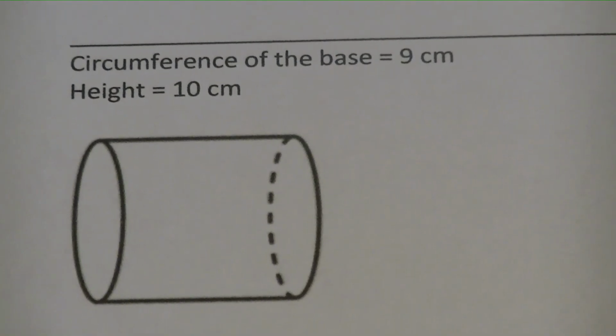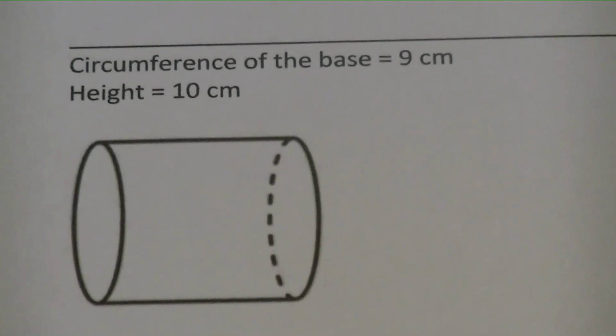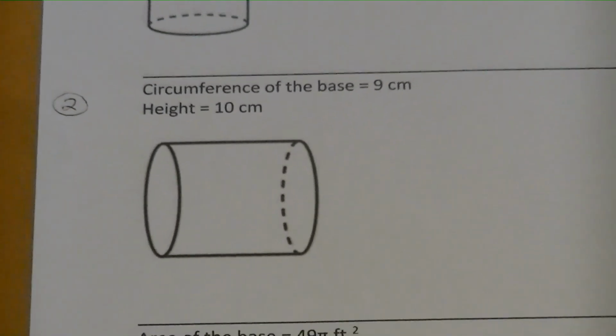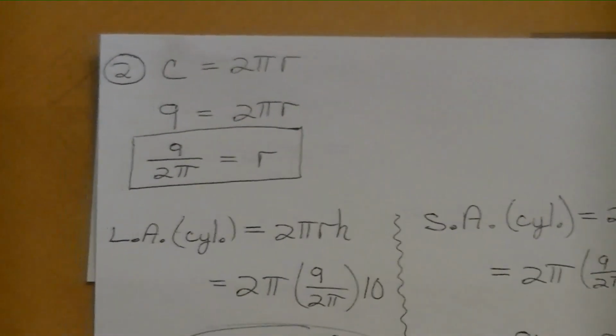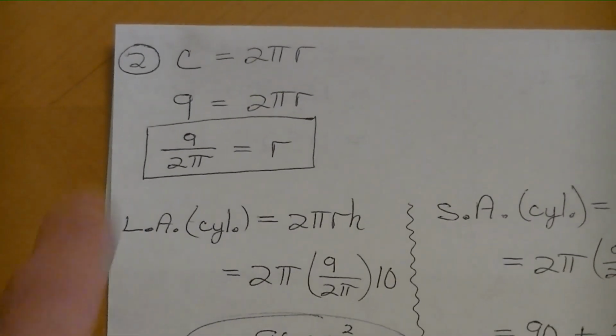So in order to use our formula, we have to know what the radius is. Well, we can figure out radius if we know the circumference. Circumference is 9. Then let's take our circumference formula, which is 2 pi r, and replace circumference with 9.